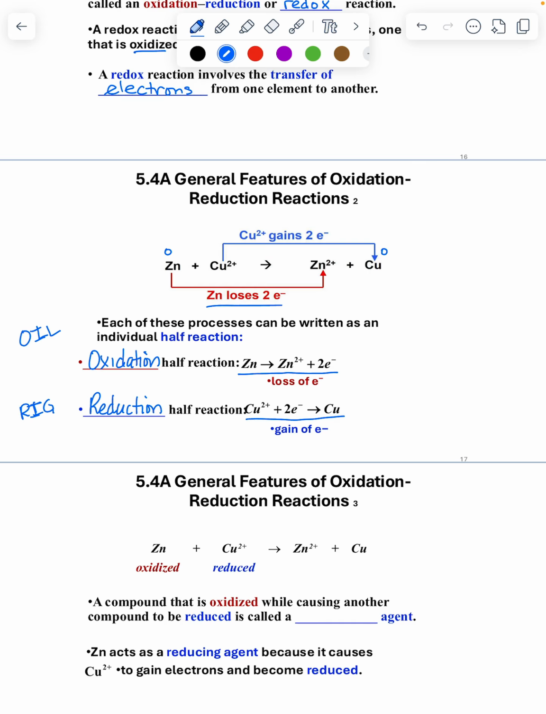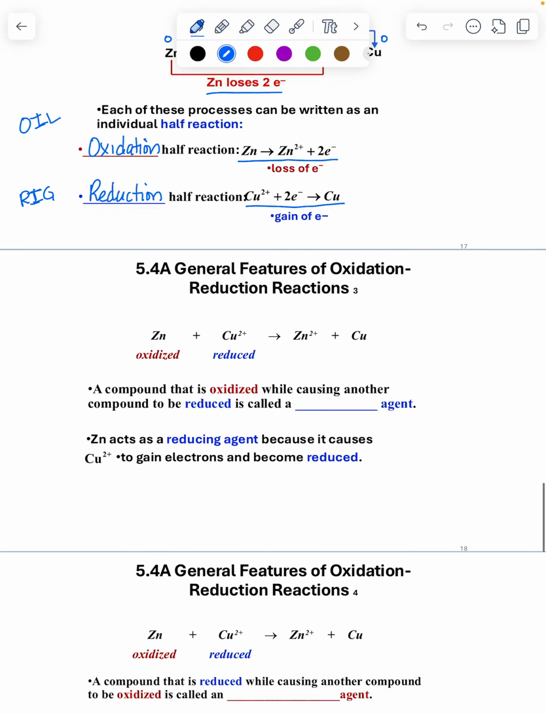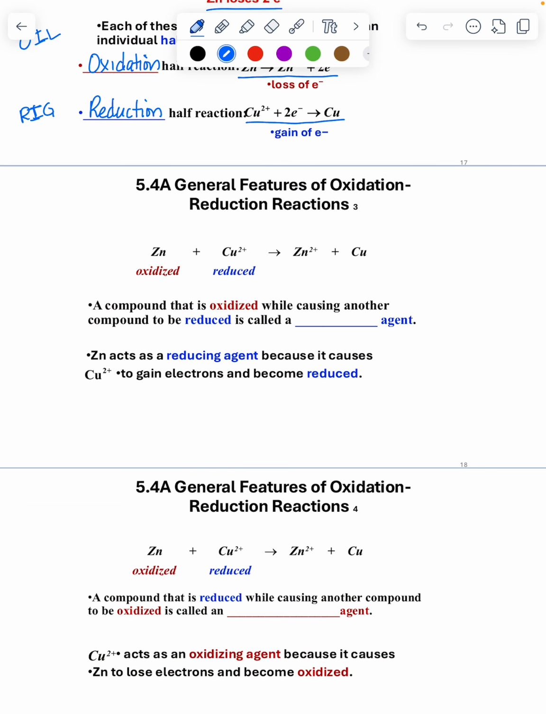So here are some general features of a redox reaction. A compound that is oxidized, remember, oxidized means losing electrons, while causing another compound to be reduced is called the reducing agent. It caused reduction to happen. So the compound that was oxidized, which was zinc, caused copper to be reduced. Therefore, it is called the reducing agent. These terms can be a little bit confusing.